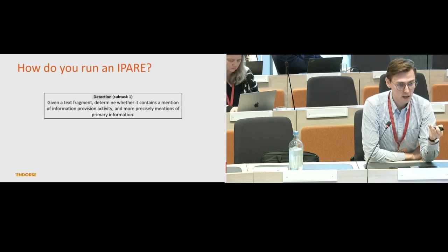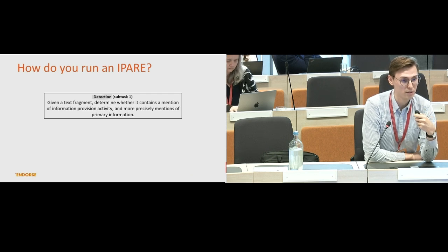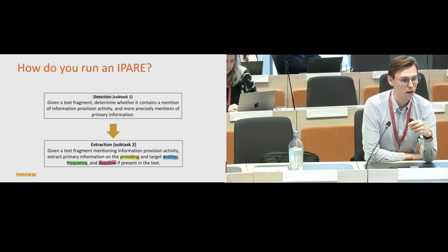Well, if you've been listening carefully enough, you can probably tell that there's 2 tasks. The first one is detection, which we call subtask 1. And here we want to determine whether a text fragment contains a mention of information provision activity, and more precisely, a mention of primary information. And once that is done, we then move on to the actual extraction, which is the task where we extract primary information on the providing and target entities, as well as frequency and deadline if they're present in the text.